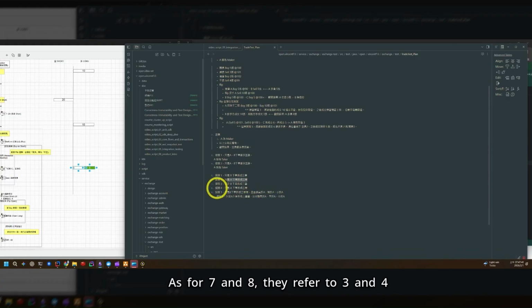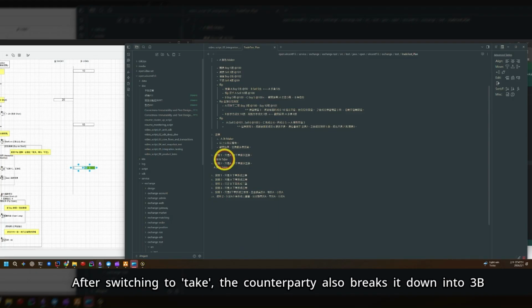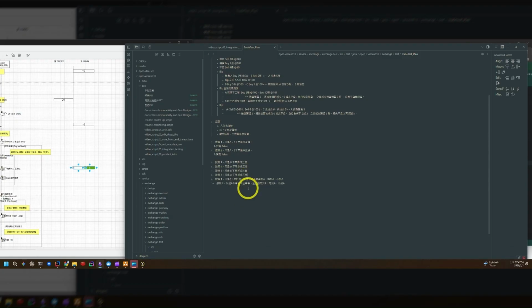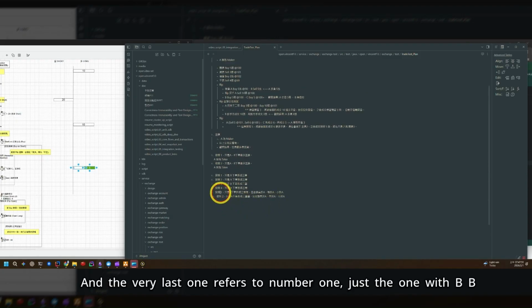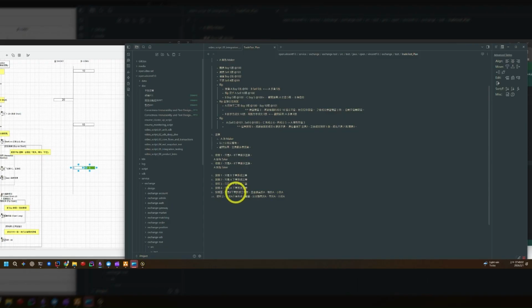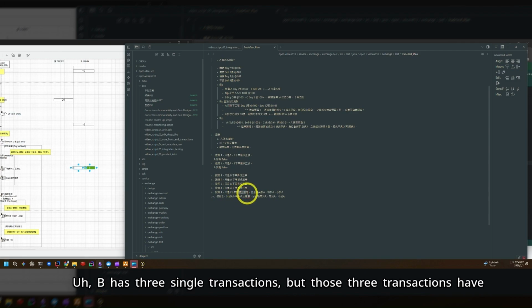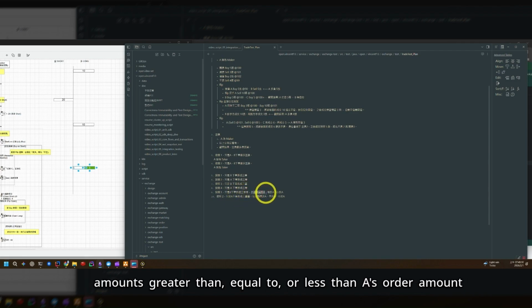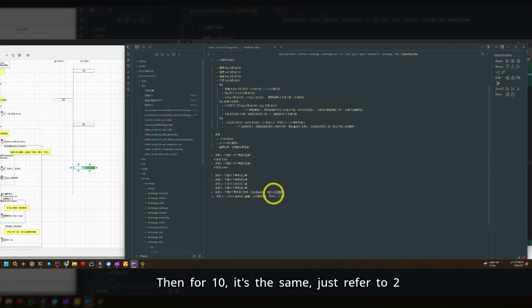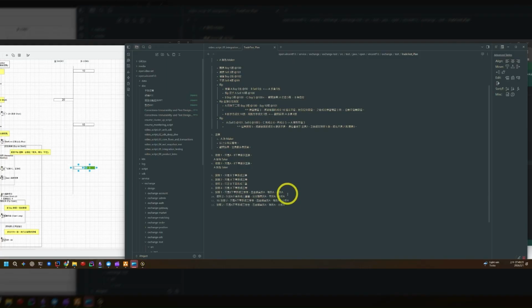As for 7 and 8, they refer to 3 and 4. After switching to taker, the counterparty also breaks it down into 3 parts. And the very last one refers to number 1, just the one with B. B has 3 single transactions, but those 3 transactions have amounts greater than, equal to, or less than A's order amount. Then for 10, it's the same, just refer to 2. And then we should add 2 more, which refer to 3. Follow reference 3. That's the reference.